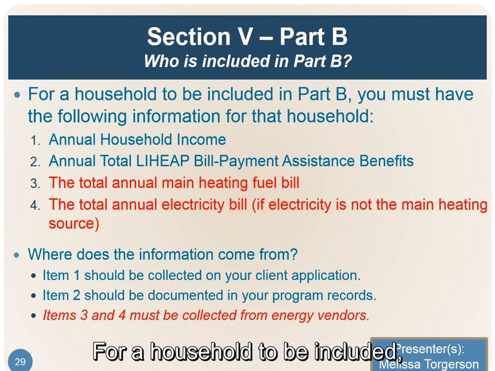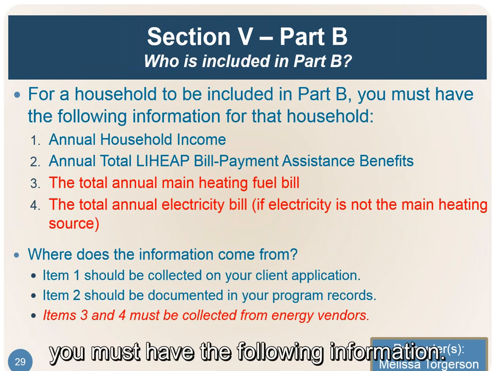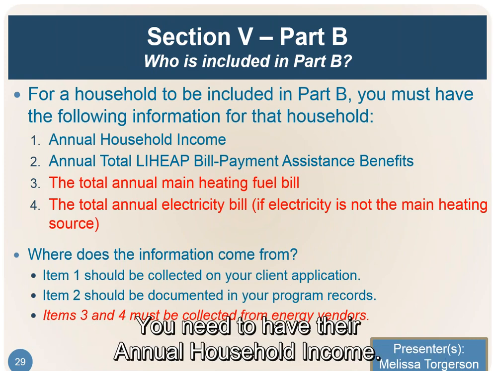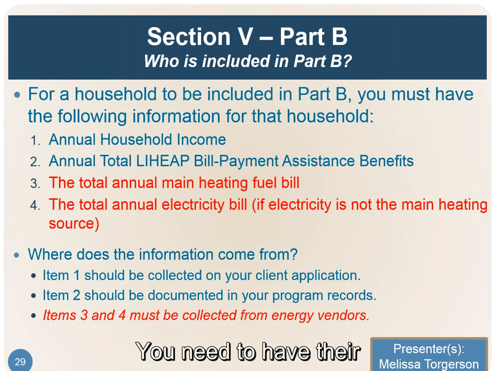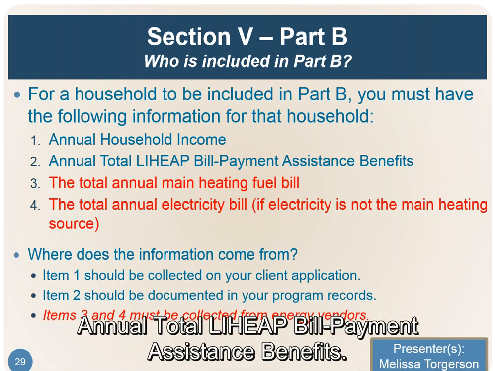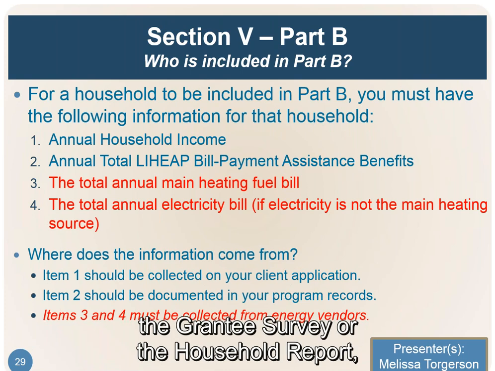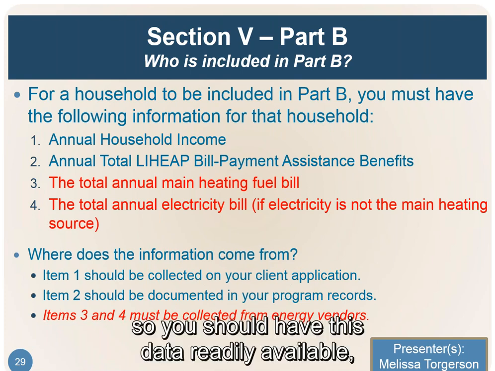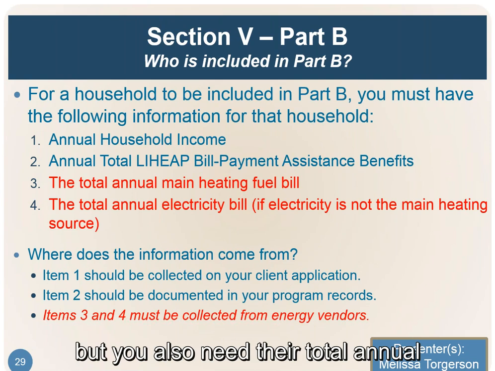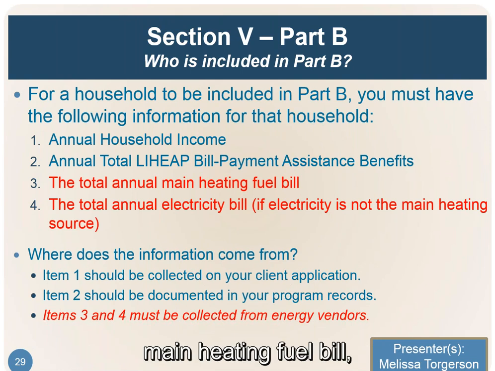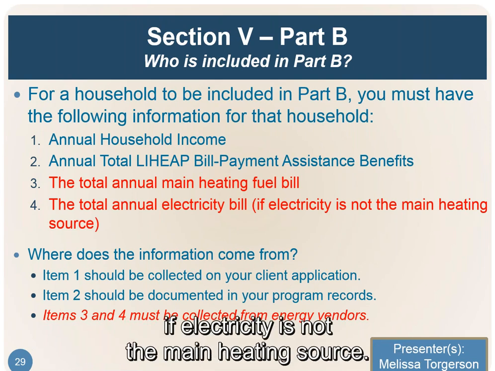For a household to be included, you must have the following information. You need to have their annual household income. You need to have their annual total LIHEAP bill payment assistance benefits. Both of these things you needed for either the grantee survey or the household report. So you should have this data readily available. But you also need their total annual main heating fuel bill and the total annual electricity bill if electricity is not the main heating source.